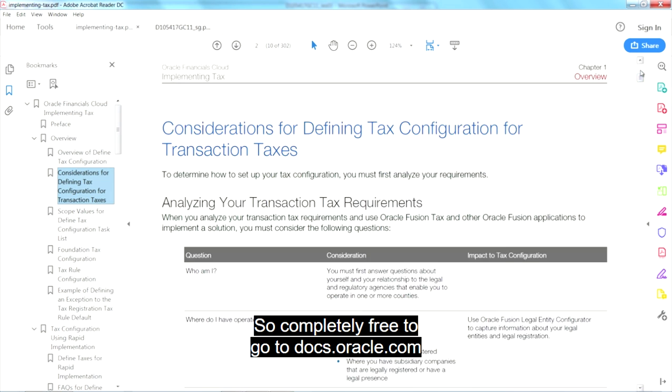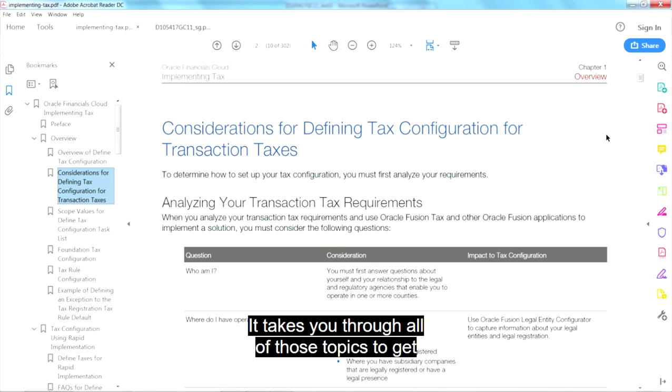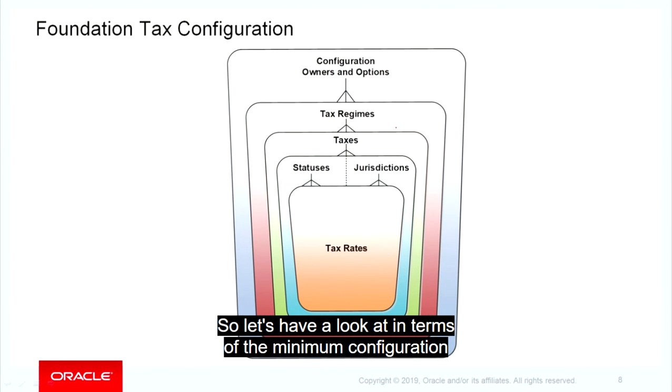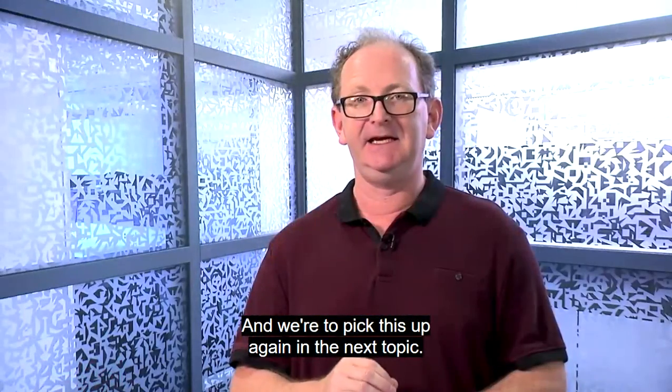So completely free, so go to docs.oracle.com, the implementation tax manual, and just have a look at page 10 of that chapter. It takes you through all of those topics to get you thinking about how I need to configure the tax engine. So let's have a look at the minimum configuration, which is looking at this in terms of regime to rate. And what we're going to do is pause at that point, and we're going to pick this up again in the next topic.